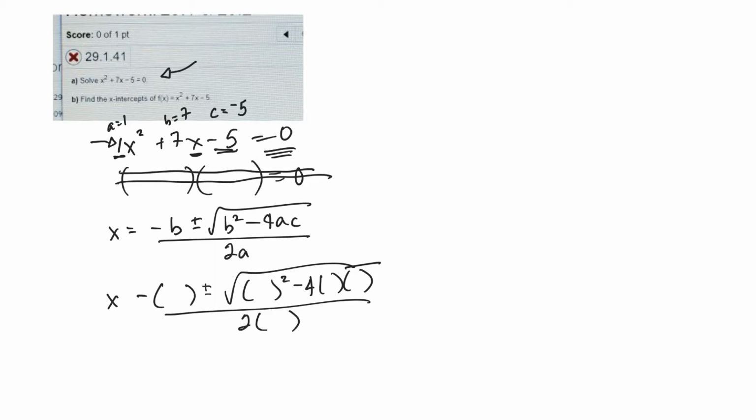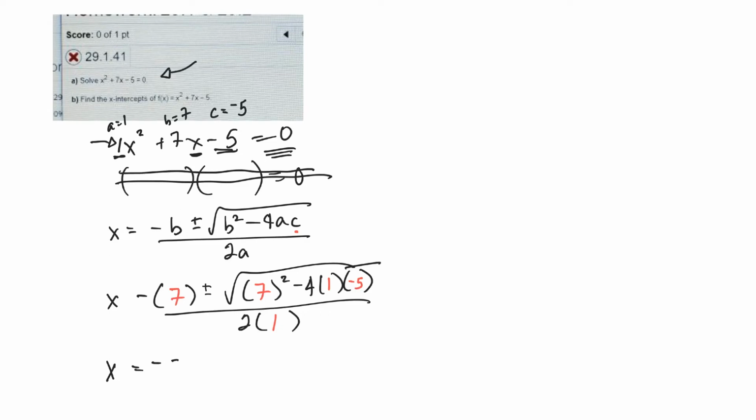So b is 7, so it goes right here and right there. a is 1, so it goes right here. And c is negative 5, right there. All over 2 times a, which is 1, there. Okay, so now let's simplify what we have.